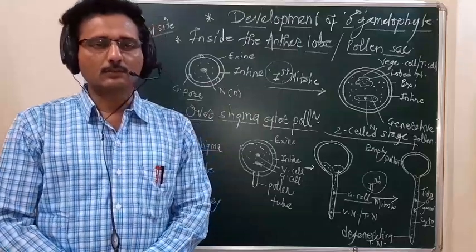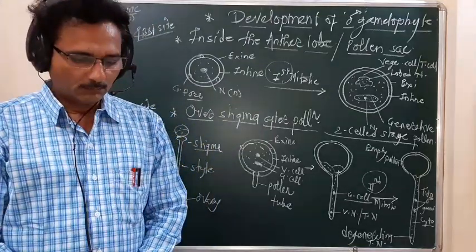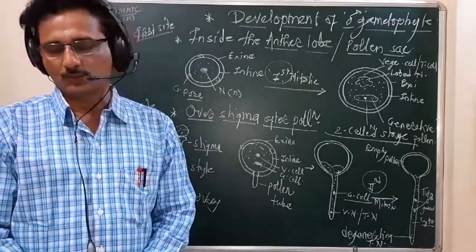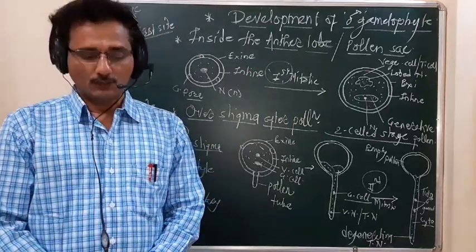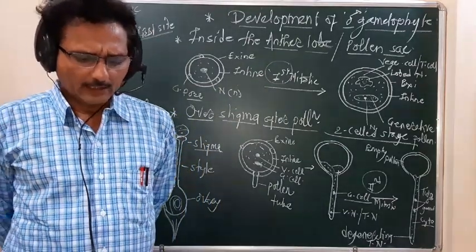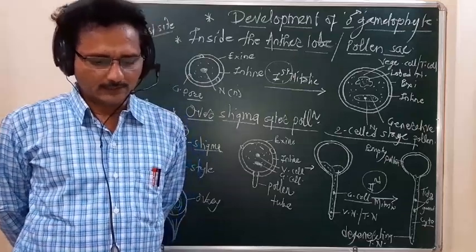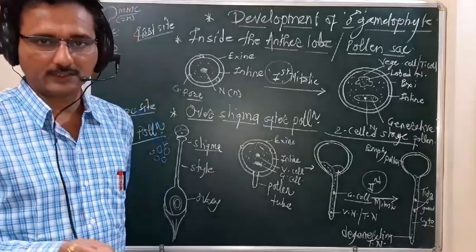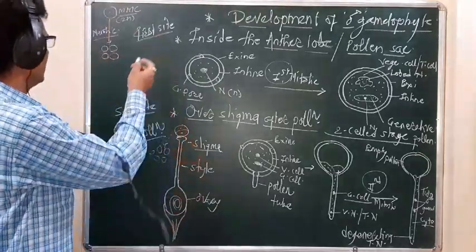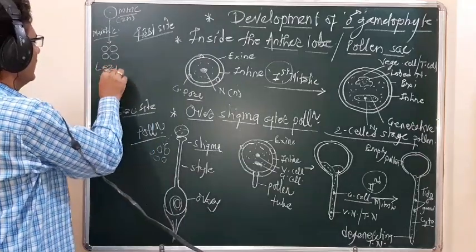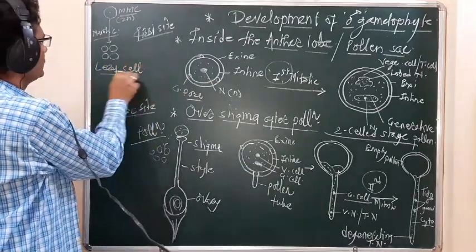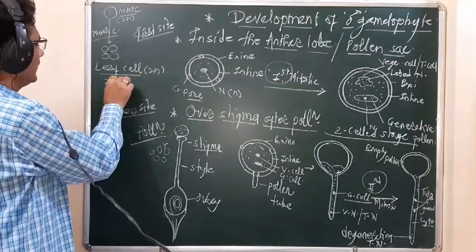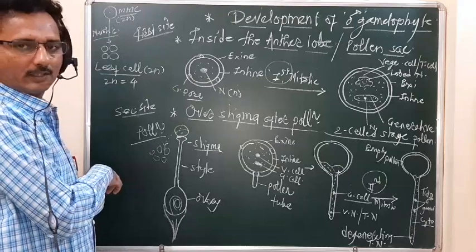Then question number 44. The number of chromosomes in leaf cell of a plant having 4 chromosomes, in each of the 4 cells of pollen tetrad would be. So see student, what is the leaf cell? The leaf cell is diploid. So the chromosome number is 2n equal to 4 chromosomes.